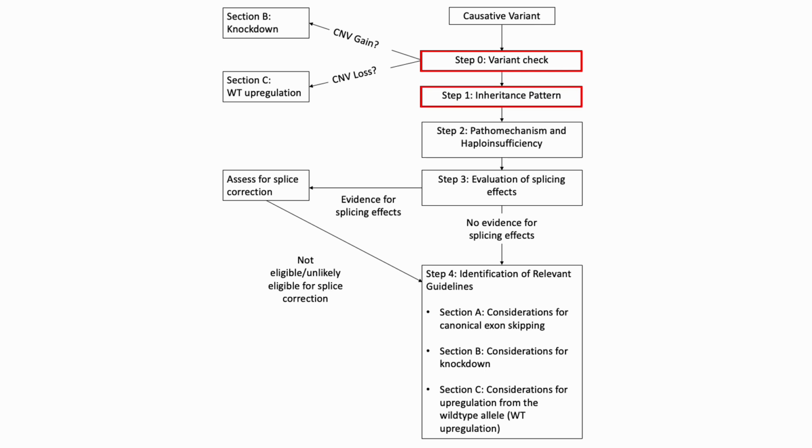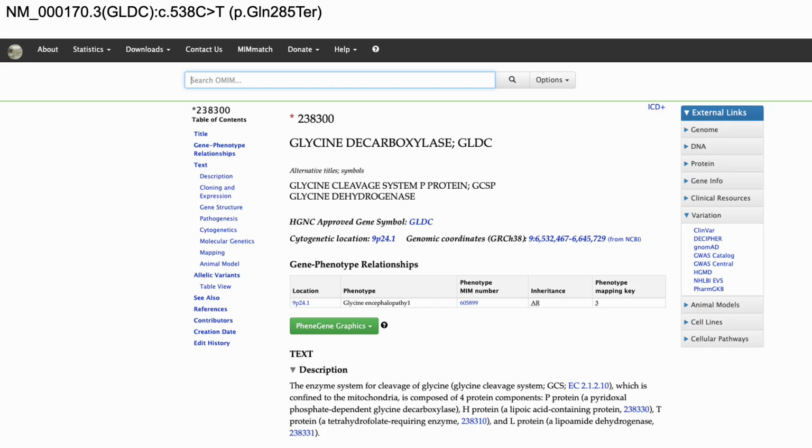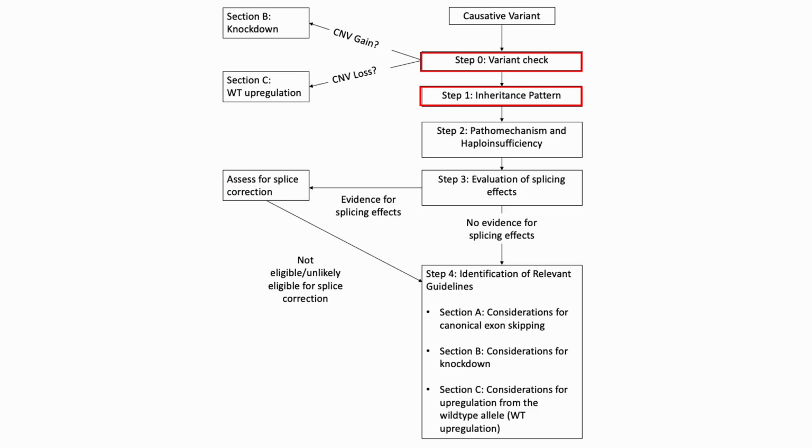We next check the inheritance pattern. We can do this using OMIM. If we look up the gene, we see here that this is associated with glycine encephalopathy and follows an autosomal recessive inheritance pattern. We next want to check the pathomechanism.